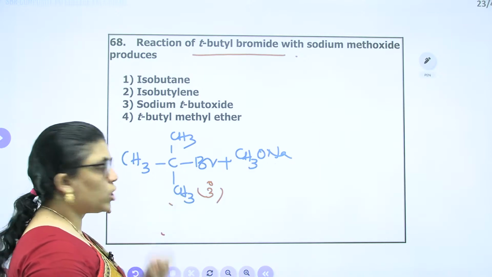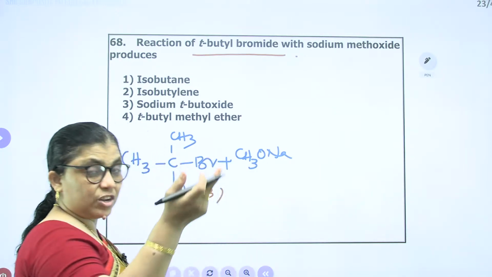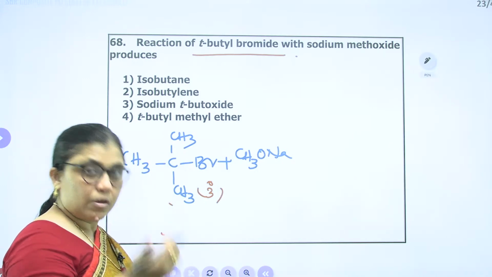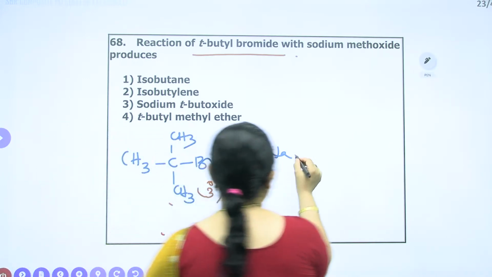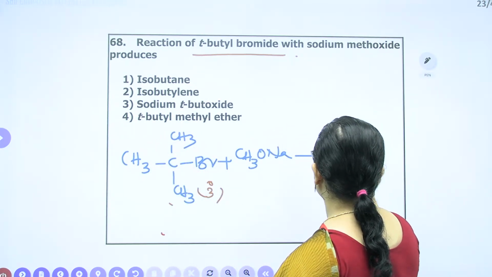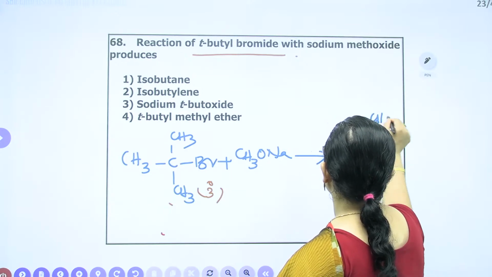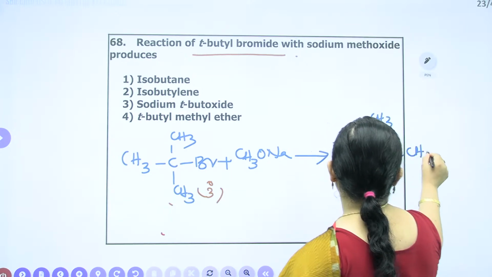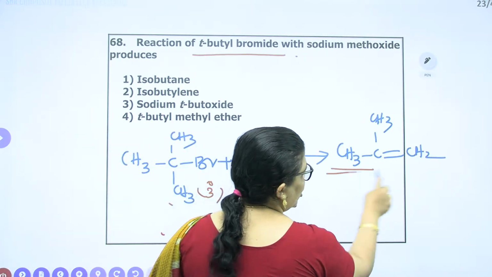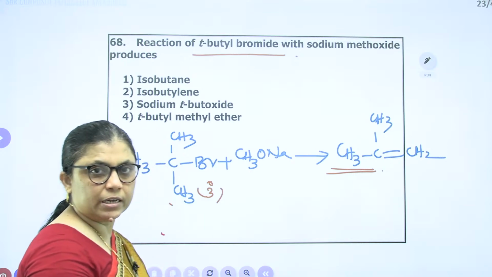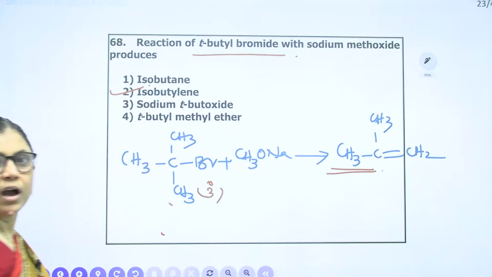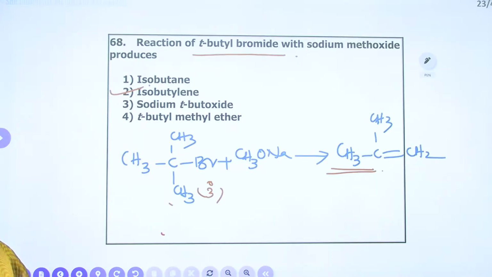When we are taking tertiary butyl bromide, I already said to you, in a Williamson's reaction, they will produce alkene. When they are producing alkene, how many carbon atoms must the alkene have? 4 carbon atoms: CH3, C, CH3, double bond CH2. This is named 2-methylprop-1-ene. Common name is isobutylene. Answer is the second one. Answer is what? Isobutylene.